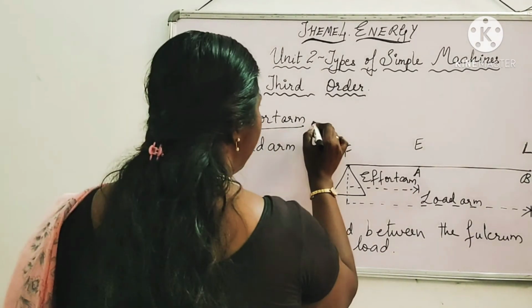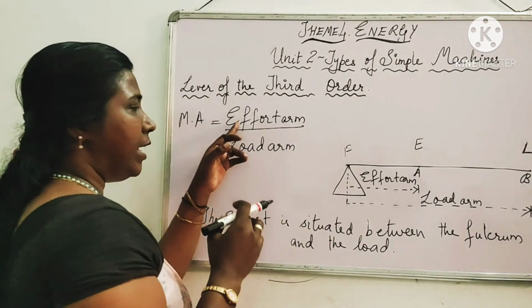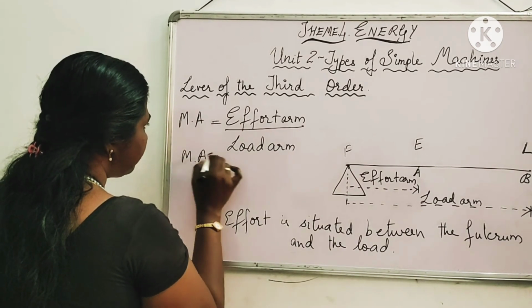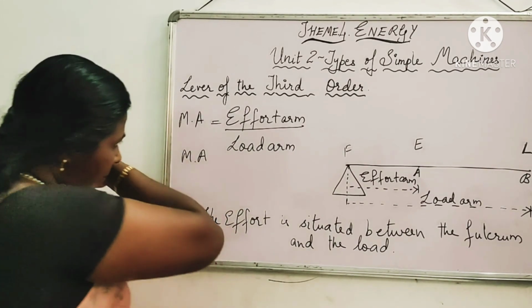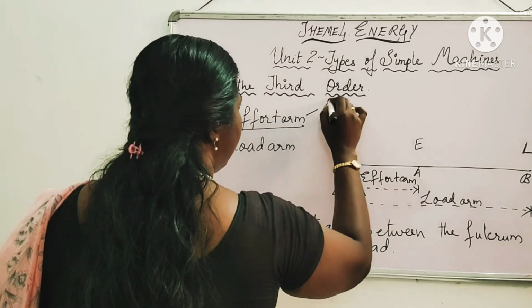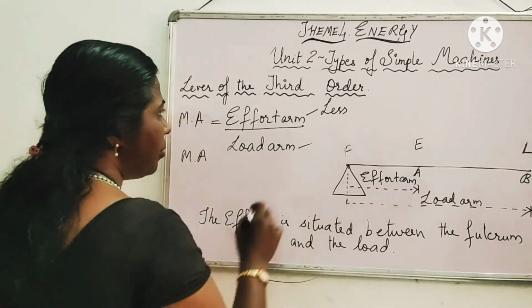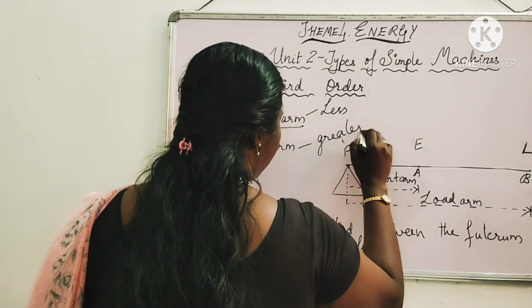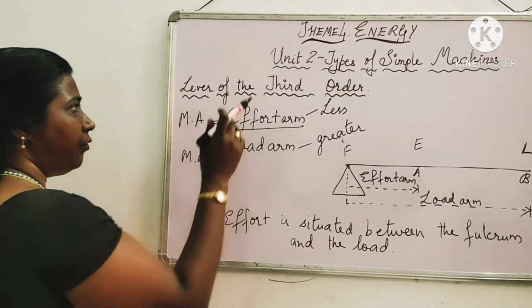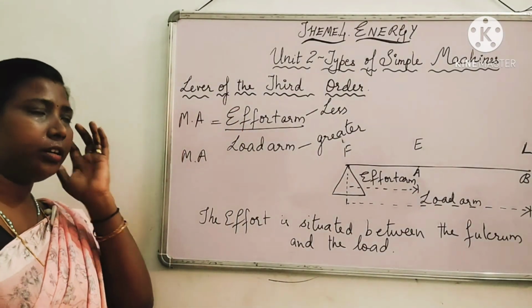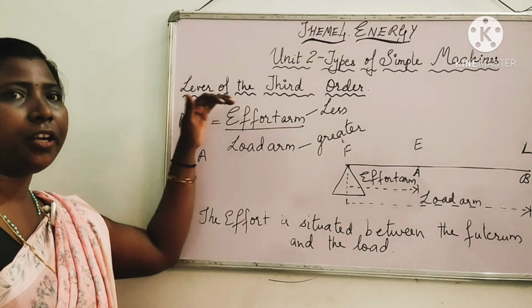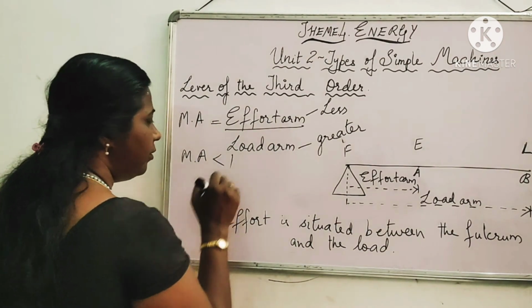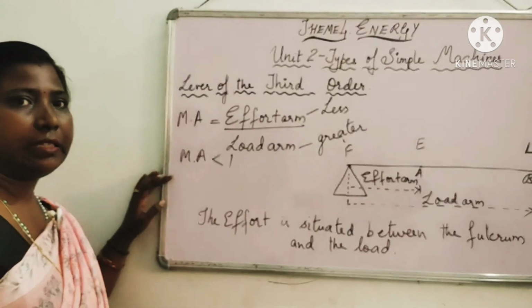Then how will it be? Now see, the effort arm is less. If the effort arm is less, that means MA will be, this effort arm is less and the load arm is greater. That means what will happen? If the numerator is smaller than the denominator, then what happens? MA is less than 1. Okay, MA will be less than 1.